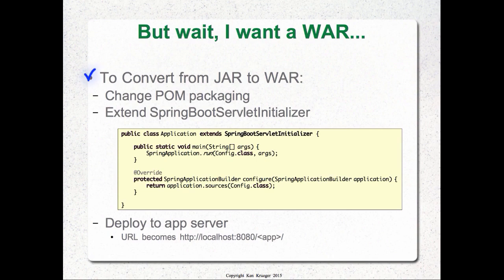Well, it's no problem. To convert from a jar to a WAR, all you have to do is go into the POM and change the way it's packaged. And then you just need to have a Spring Boot servlet initializer. In order to have a WAR, you have to abide by the servlet specification, and the servlet specification requires some type of initializer, either a web.xml or something. So the easiest way to do this is with a Spring Boot servlet initializer. Then what you do is you create a WAR, and you can actually deploy it to an application server.